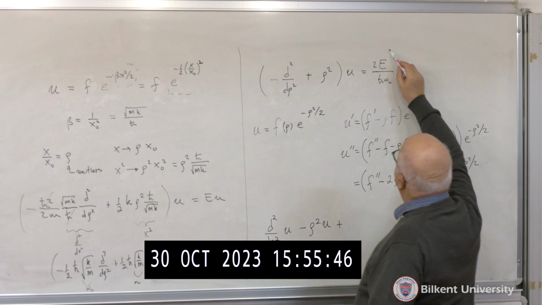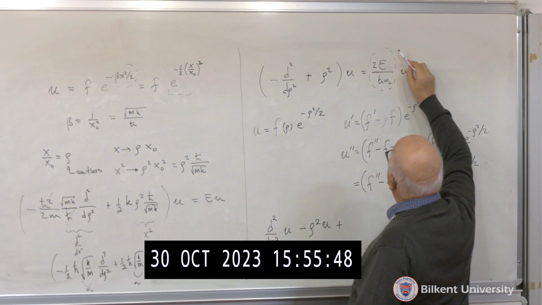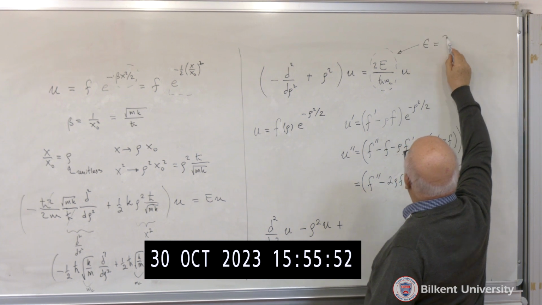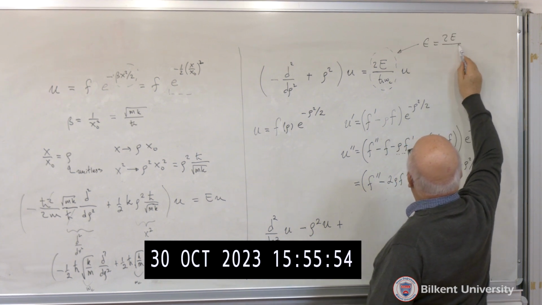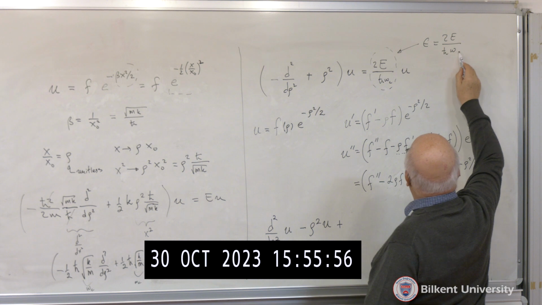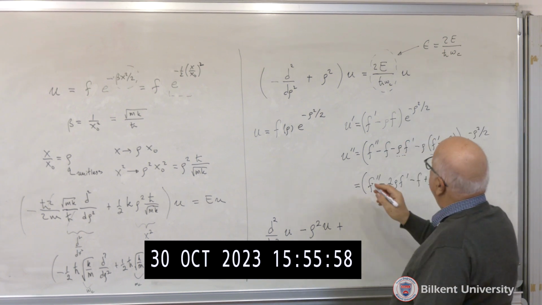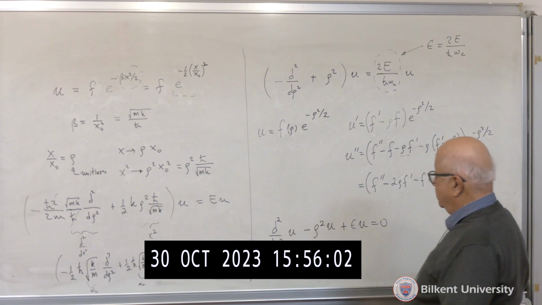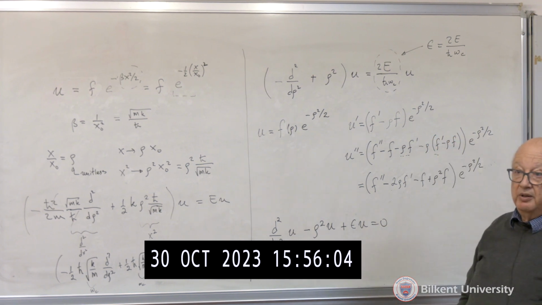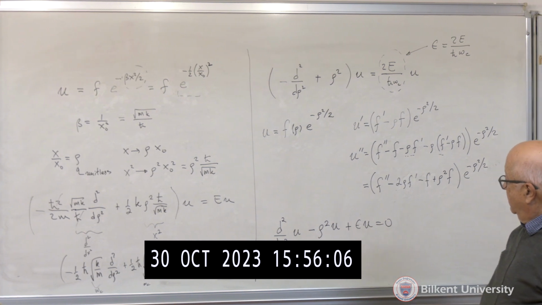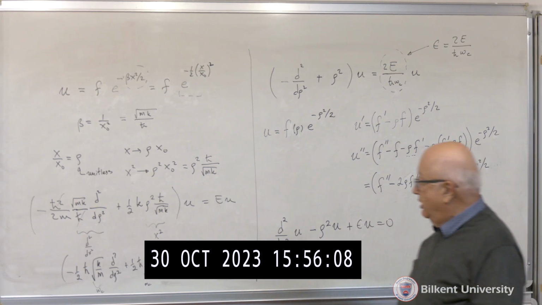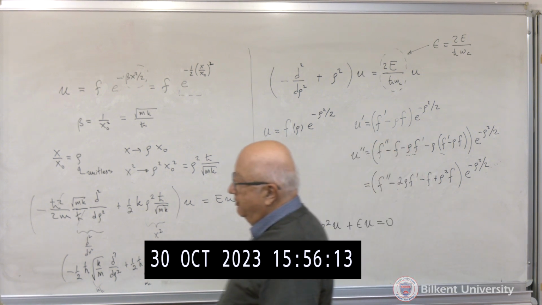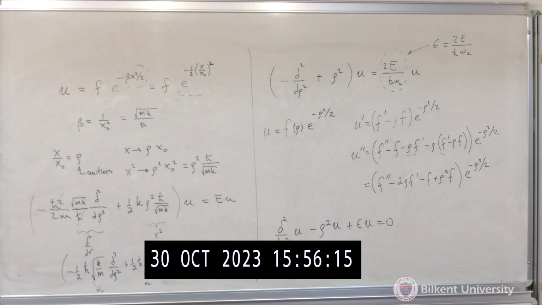This whole thing is also very nice and unitless. I'm going to call it epsilon. So epsilon is 2E divided by h bar omega c. Then I get epsilon times u is equal to 0. So let's now put this derivative where it belongs in the equation.